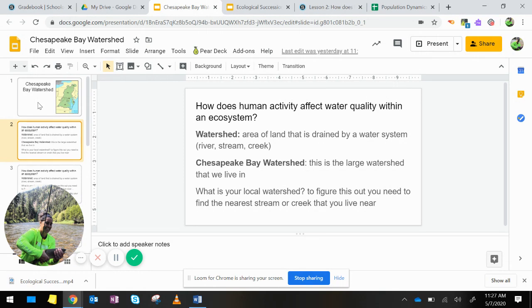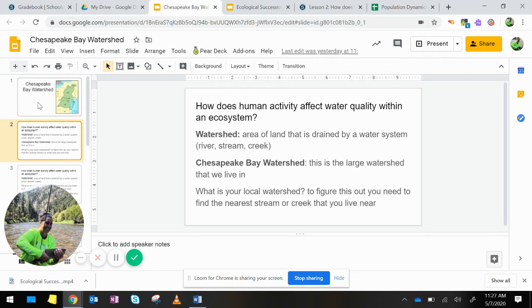So one of the things that we talk about is that if you've ever heard of the Chesapeake Bay or if you've ever been to the Chesapeake Bay, all of our water that we have here in our area and in this area with Pennsylvania, all of our water ends up getting into the Chesapeake Bay. So that's why we are considered part of the Chesapeake Bay watershed. So a watershed is an area of land that is drained by a water system.